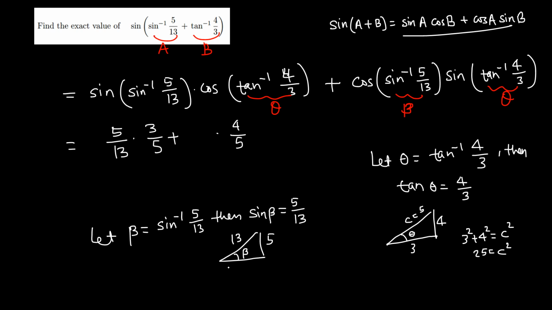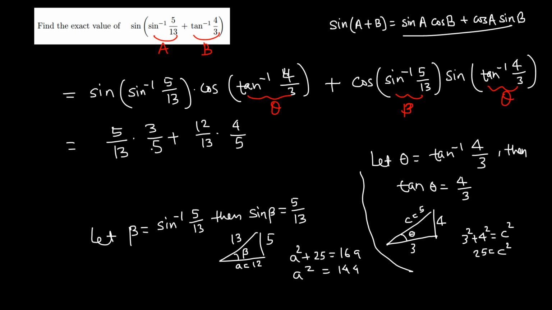Now we need to find the length of the adjacent side, and this is A. We know that A square plus B square equals C square, so A square plus 25, 5 square is 25, equals 13 square, 169. Subtract 25 from both sides, A square equals 144. Then A equals square root of 144, which is 12. So A is 12. Now we have all three sides, and this is cosine beta. Cosine beta is adjacent over hypotenuse, so 12 over 13. So this factor is 12 over 13.